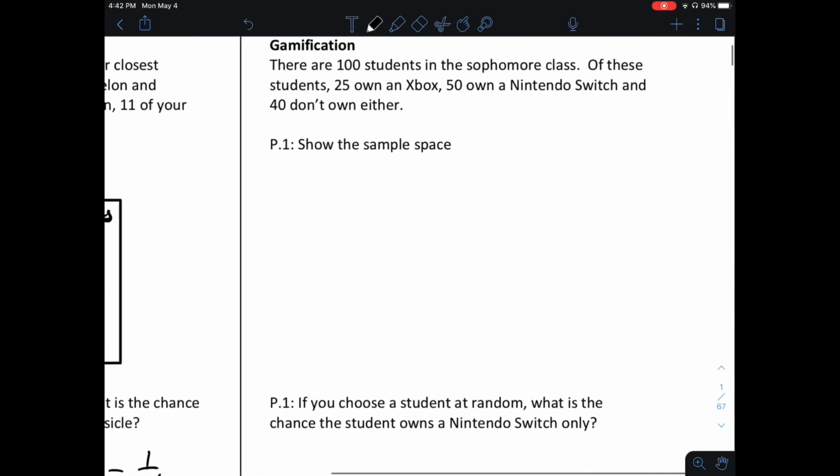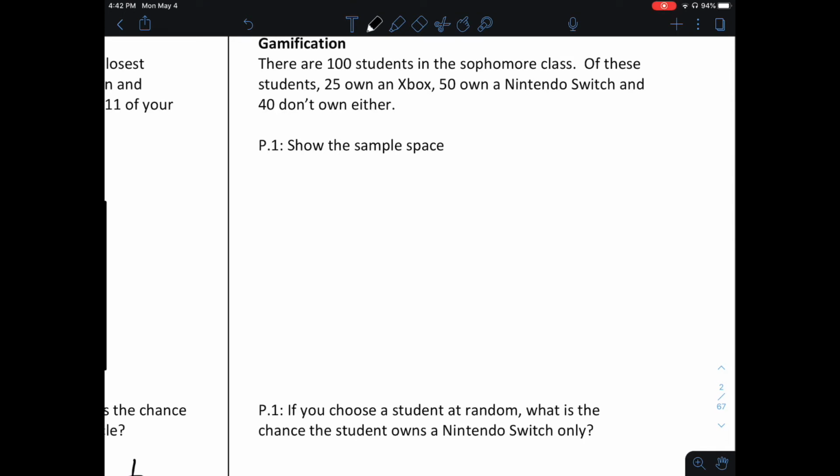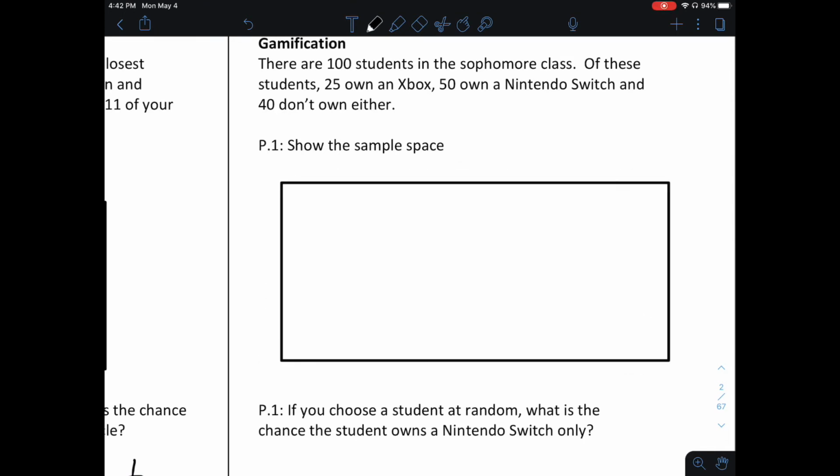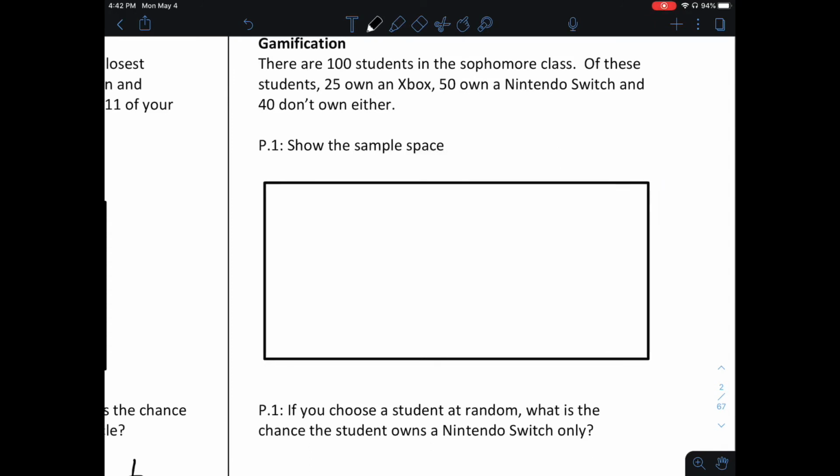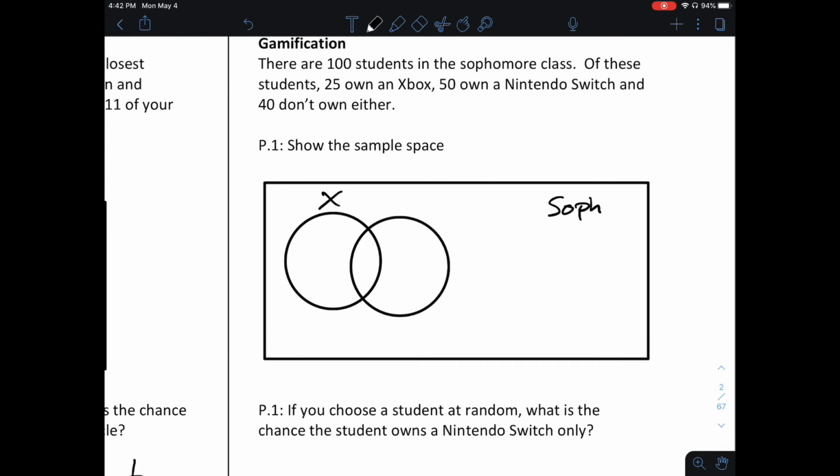All right, gamification. There are 100 students in the sophomore class. So let's start this out here. This is going to be sophomores. Of the students, 25 own an Xbox. I have a circle for Xbox. 50 own a Switch. Circle here for a Nintendo Switch. And 40 don't own either.